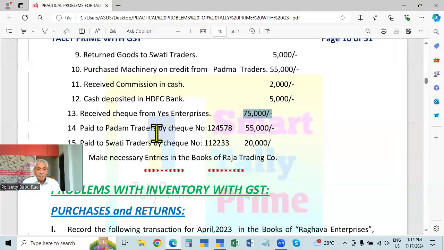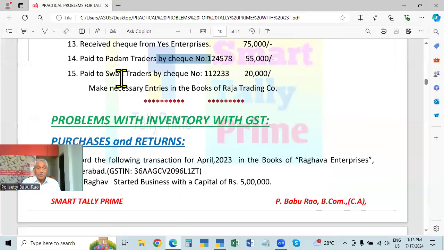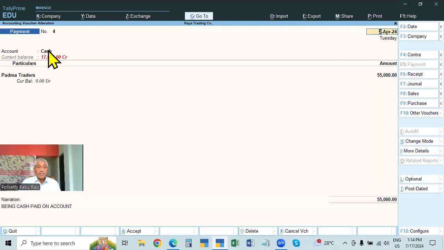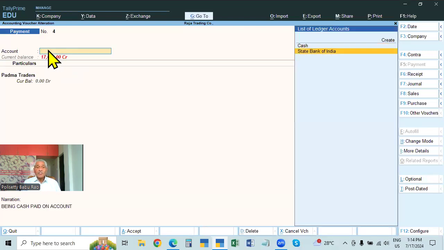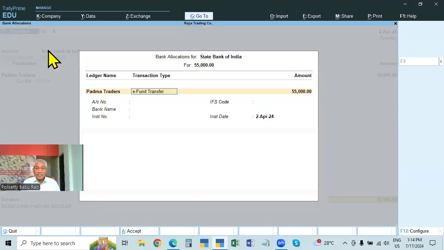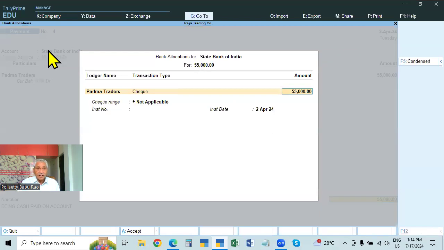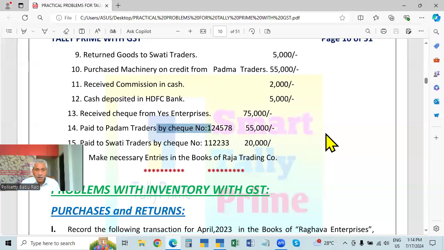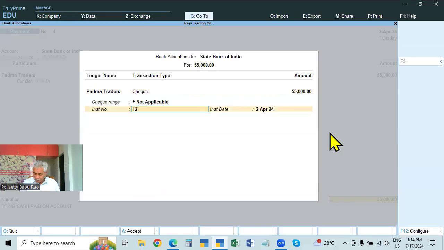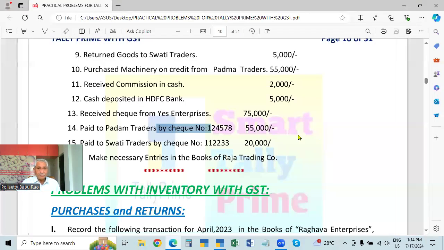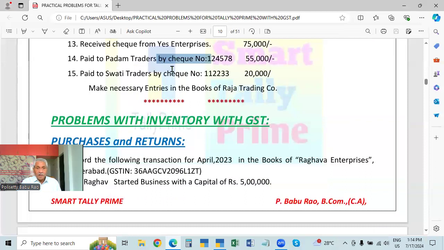Okay. And then, Padma Traders, oh sorry, Padma Traders, we paid by check. So we have to take State Bank of India, and it will ask you the details. Check, we are paying by check number 124,578. That is the check number paid by check. We need that. Okay. And then paid to Padma Traders.